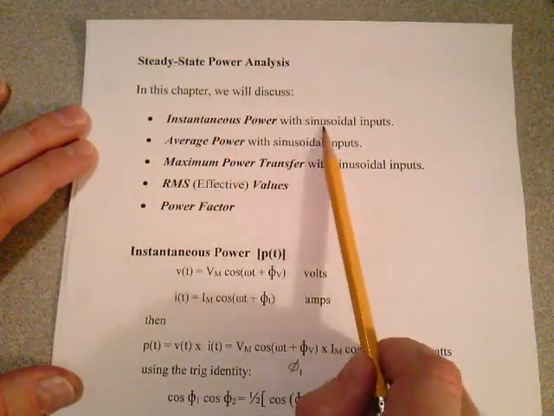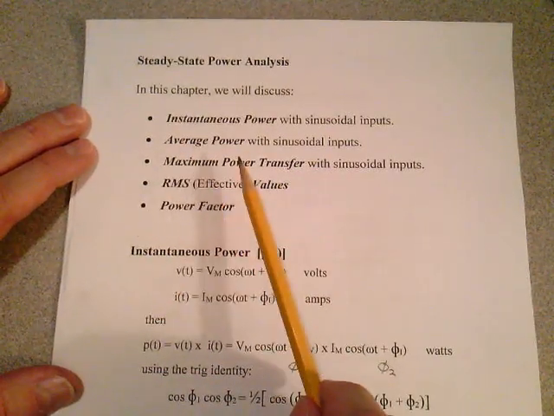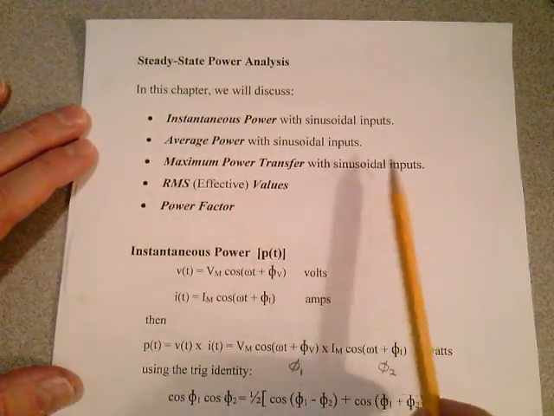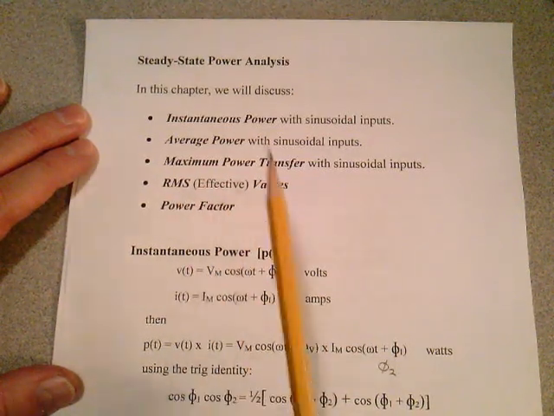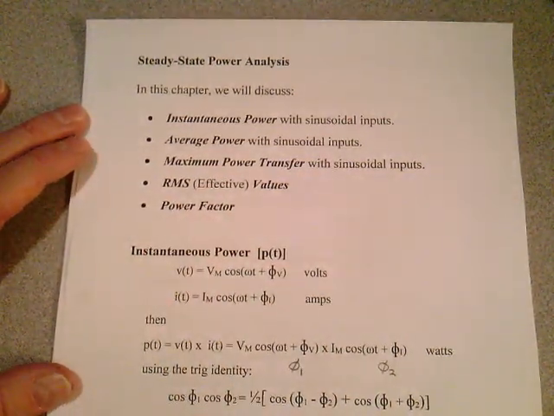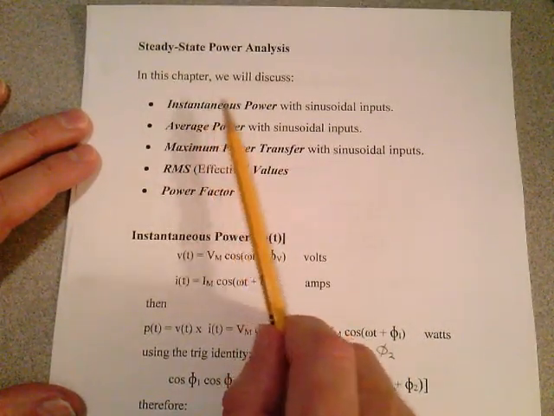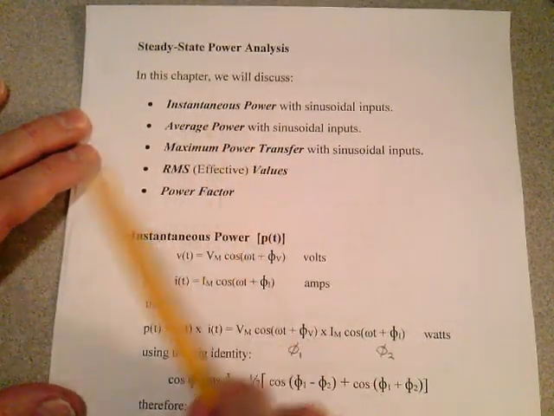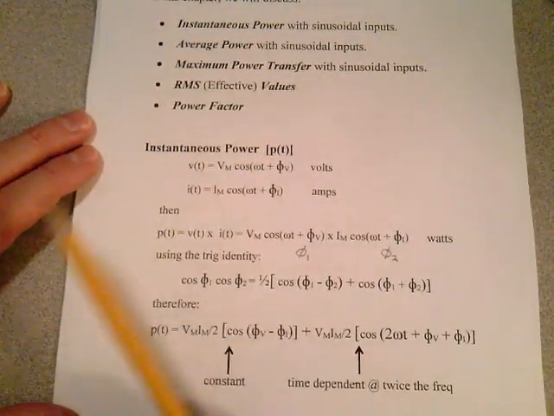Instantaneous power with sinusoidal inputs, average power with sinusoidal inputs, and maximum power transfer with sinusoidal inputs. We're also going to discuss RMS, or effective values, and power factor. In this particular lecture, we're just going to cover the first 2 topics, instantaneous power and average power, with a few examples. First of all, let's look at instantaneous power.